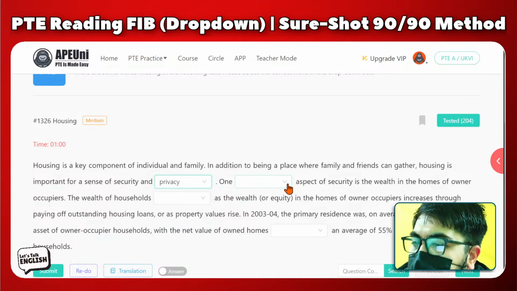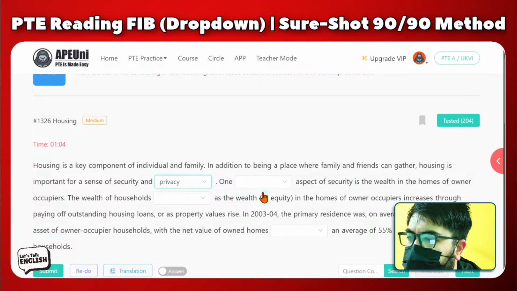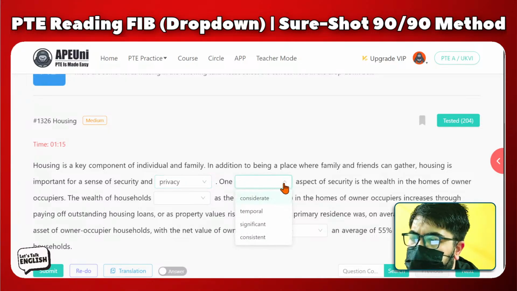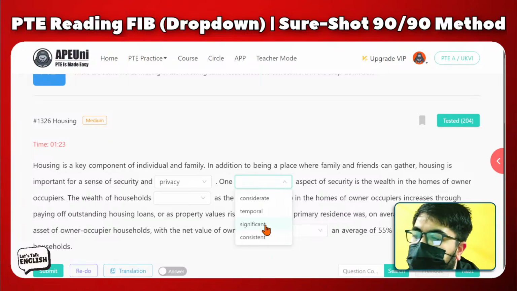One aspect of security is the wealth in the homes of owner occupiers. To be honest, I'm not able to understand, but let's say one, considerate, no, temporal, no, significant, consistent. Important aspect, crucial aspect. So your answer is going to be significant because that means highly important.